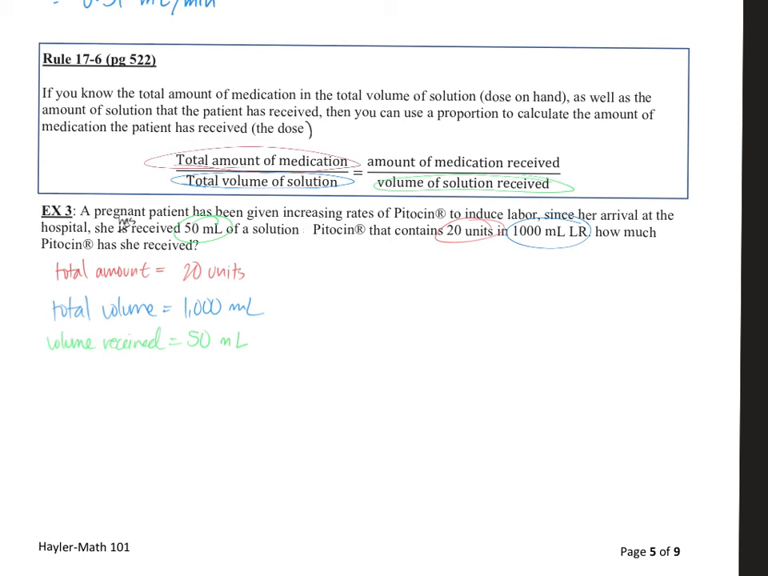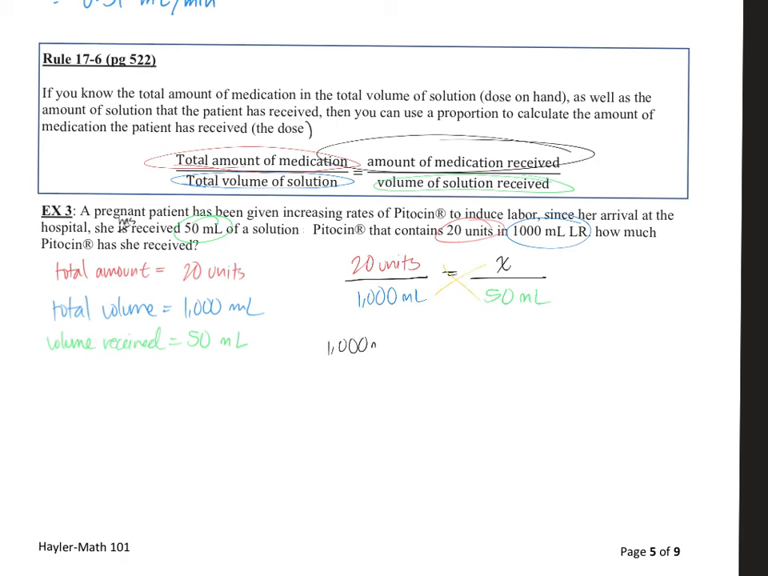So let's go ahead and set up our proportion. 20 units over the total volume, 1,000 milliliters, equals the amount of medication, which we don't know, so that's what we're trying to find, X, the amount of medication, over the 50 milliliters. Okay, so now we can go ahead and solve by cross-multiplying.